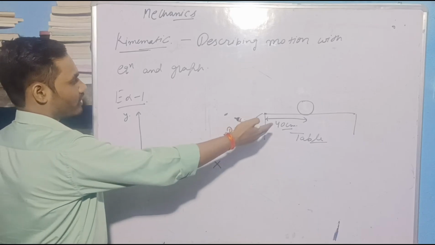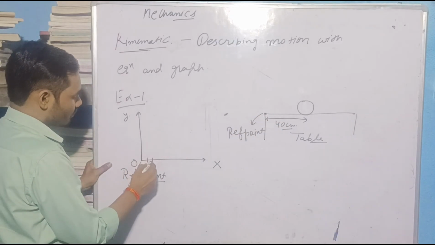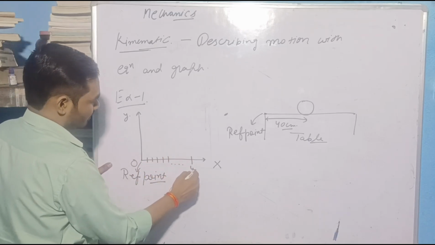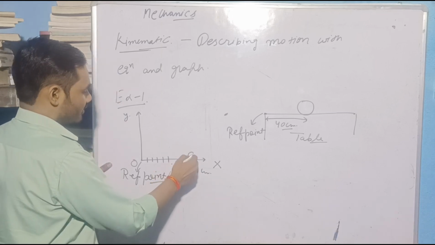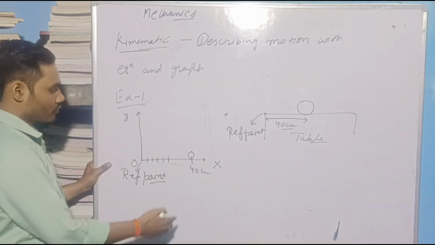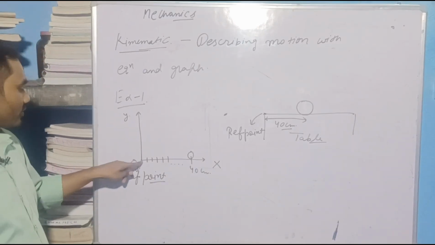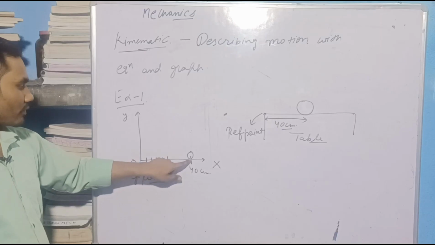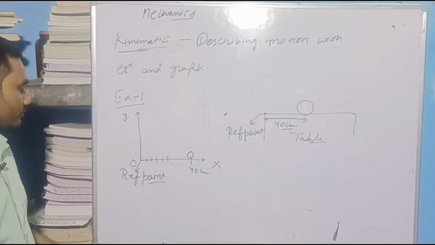So this ball is at 40 centimeter from the origin, so we will count 1, 2, 3, 4, and so on to 40 centimeter. So your ball is at this position. This is the position of my ball from 0 to 40 centimeter. Okay, so here is my ball.